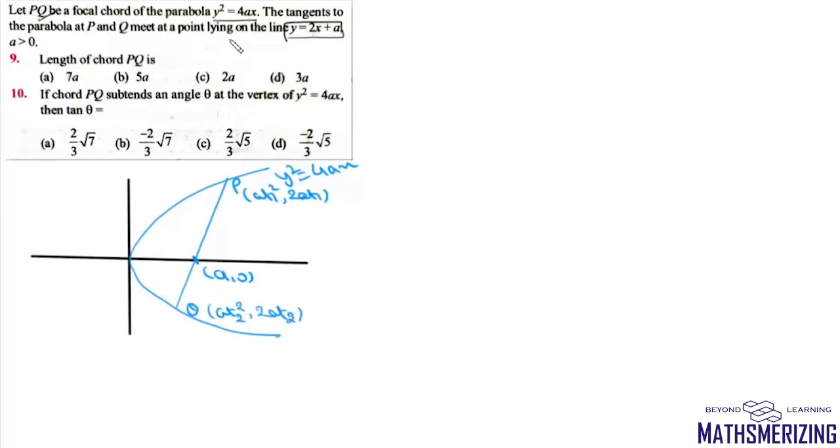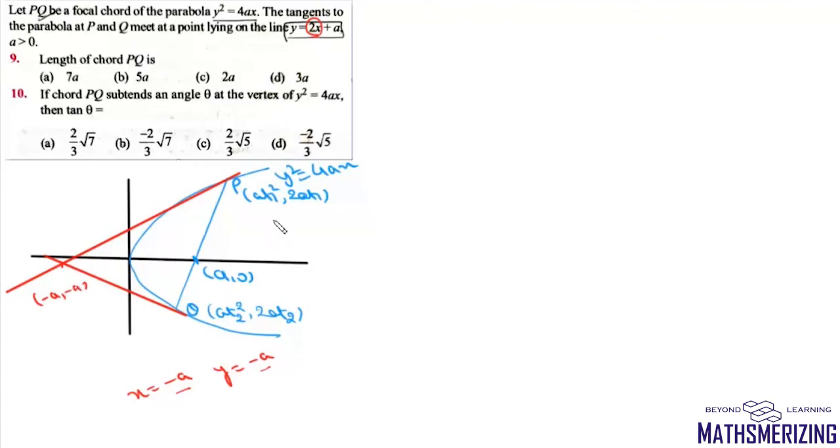Now it says the tangent to parabola at P and Q meet at a point lying on this line. Now we already know that tangents drawn at endpoints of focal chord intersect at directrix. So that means for this point of intersection, its x coordinate will be minus a. So we'll put minus a here. We'll get the value of y as minus a. So these two tangents will intersect at minus a comma minus a.